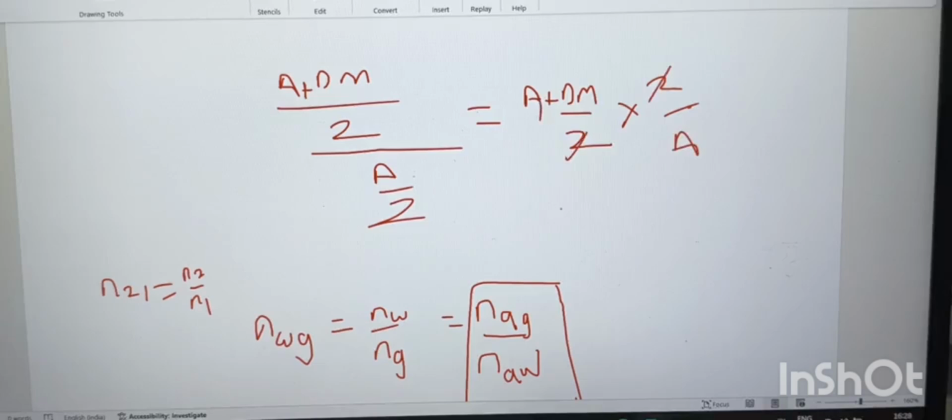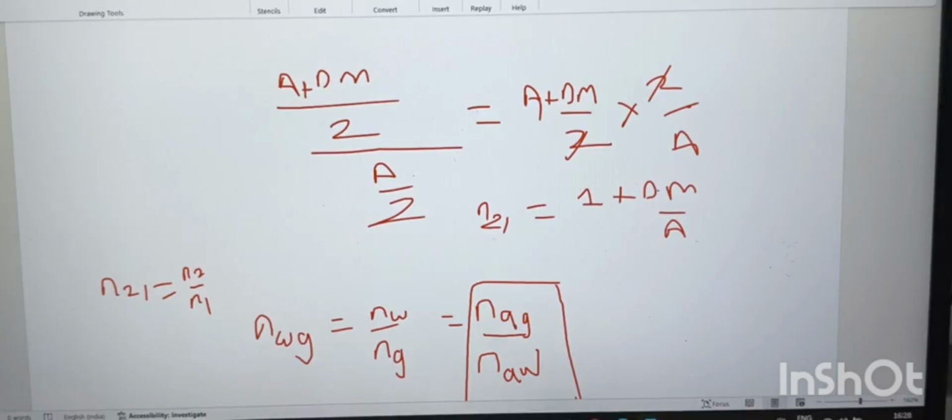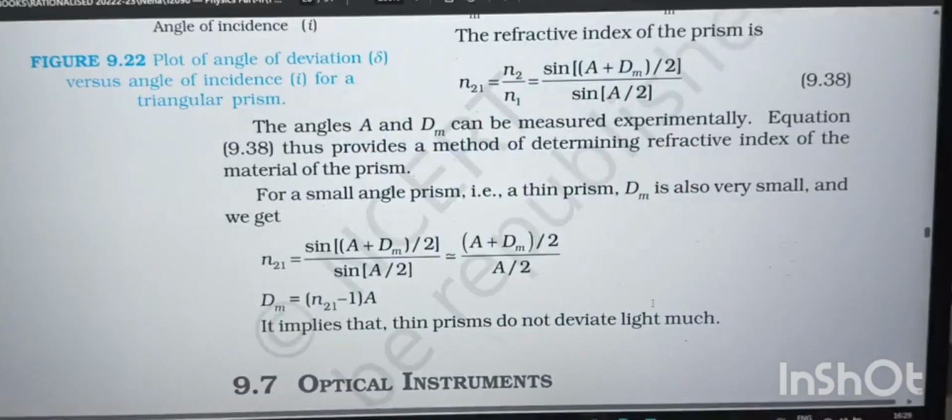So what will you get now? This was the formula for the refractive index of the prism is equal to, now see, A plus dm by A, meaning I can separate it. A by A is 1 plus dm by A. I can write in this way. I need the minimum deviation, so send this 1 over here. It will be n2 minus 1. This is in division. If it goes there, it will become multiplication. That is what they have given for the minimum deviation formula.